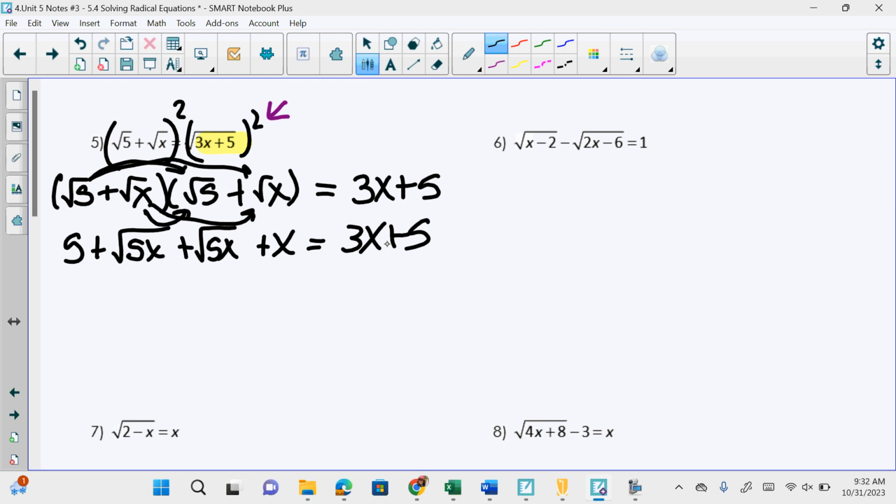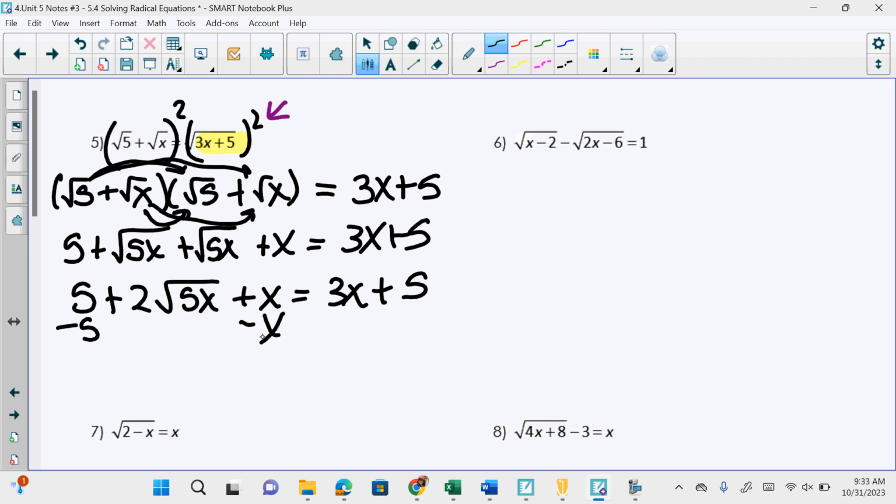So I'm going to restart my steps. Step 1, isolate my radical. So I can combine those like terms. I can add them together because they are like radicals. They're both square root of 5x. And now I want to isolate my radical. So get rid of the 5 and get rid of the x.